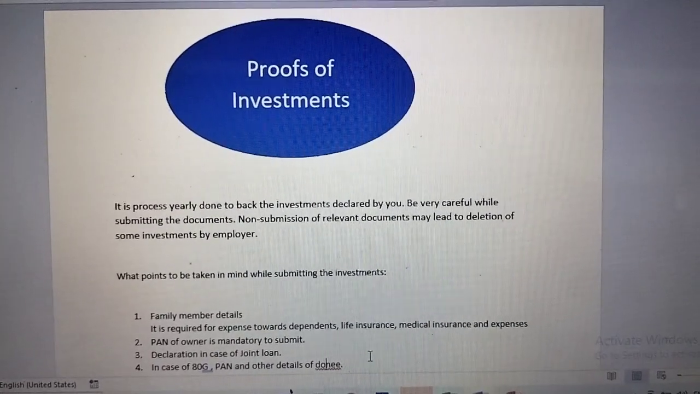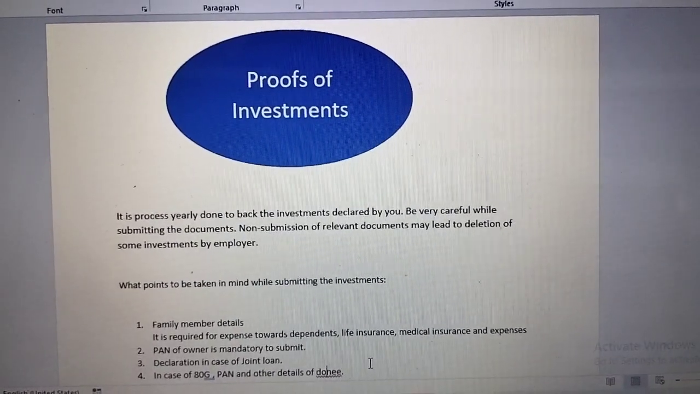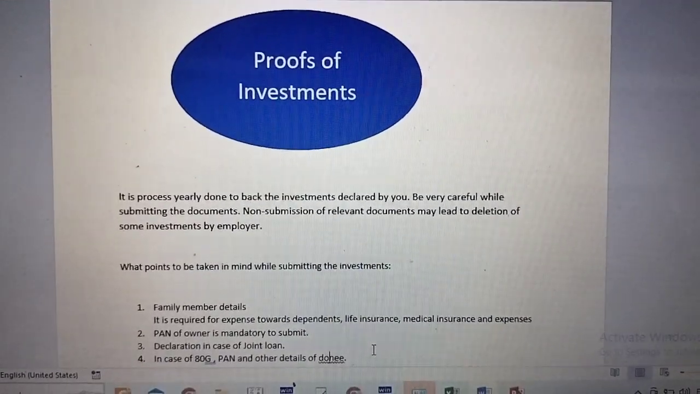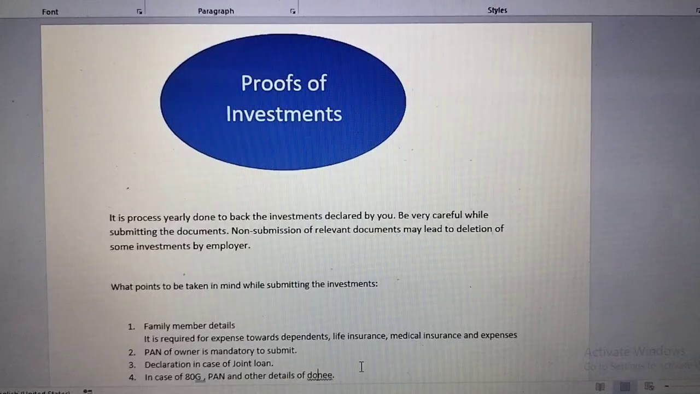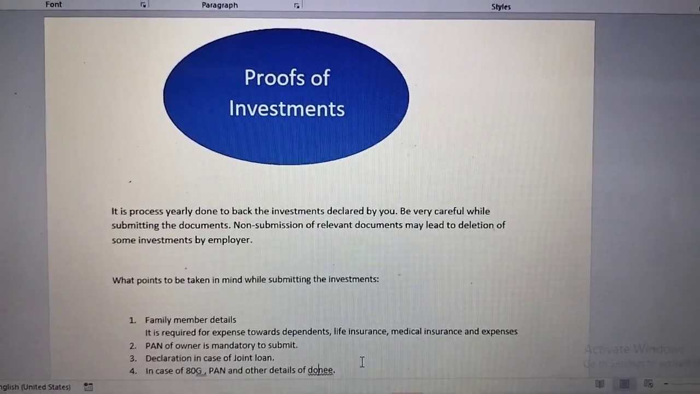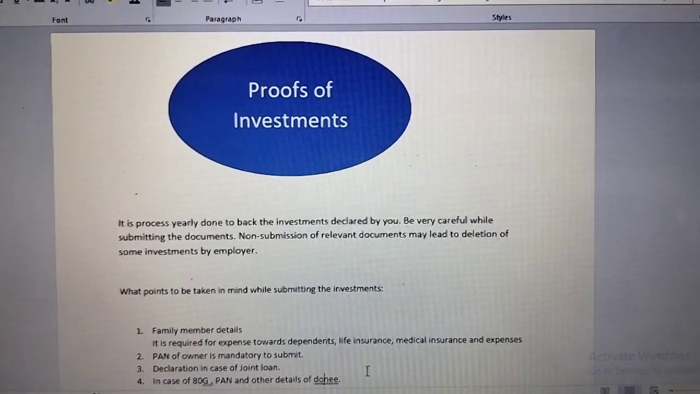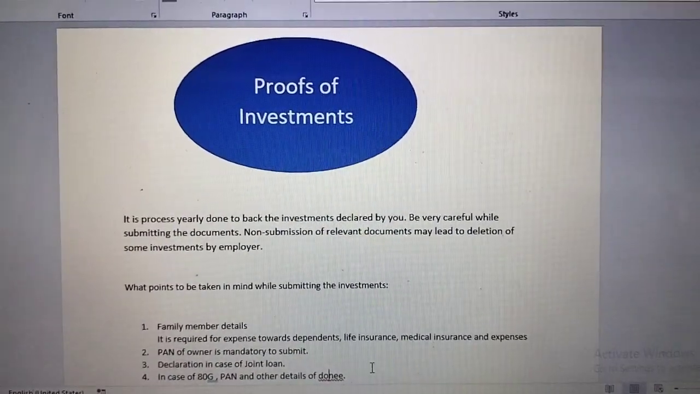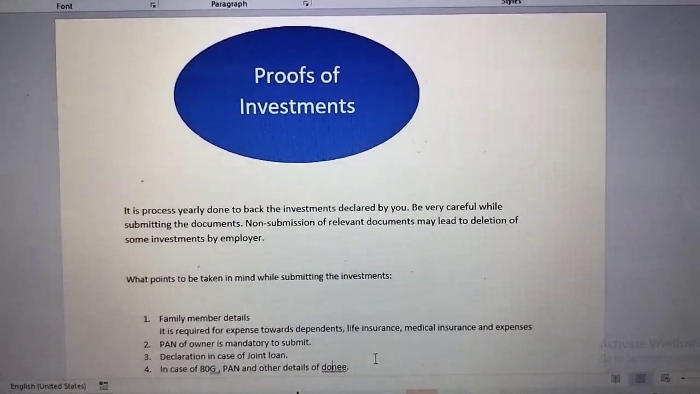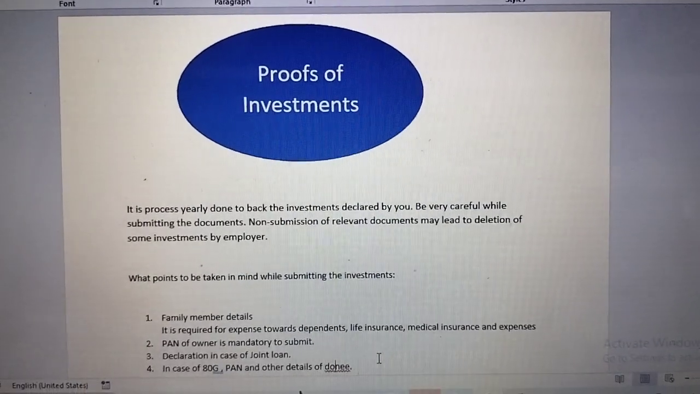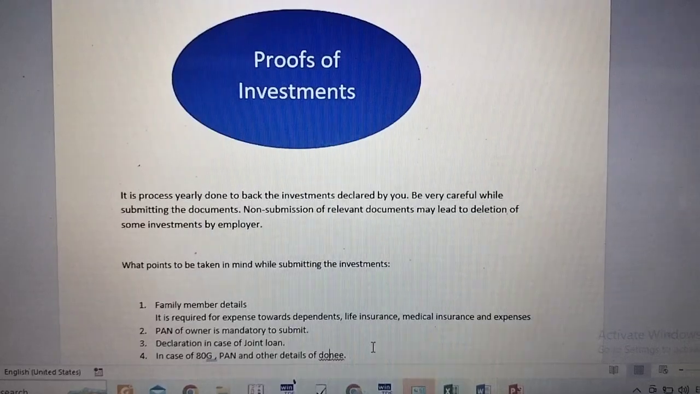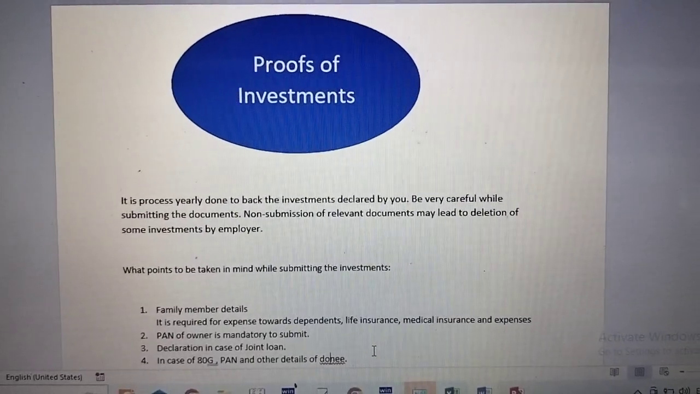Give family member details. This will be relevant in case of life insurance premium, medical insurance and other expenses in which details are required. Like for a senior citizen, that limit is different, and for other than senior citizens the limit is different. So you have to update the family member details.